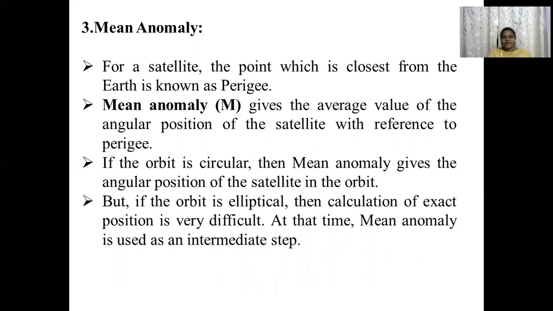If the orbit is circular, then the mean anomaly gives the angular position of the satellite in the orbit. But if the orbit is elliptical, then the calculation of exact position is very difficult. At that time, mean anomaly is used as an intermediate step.